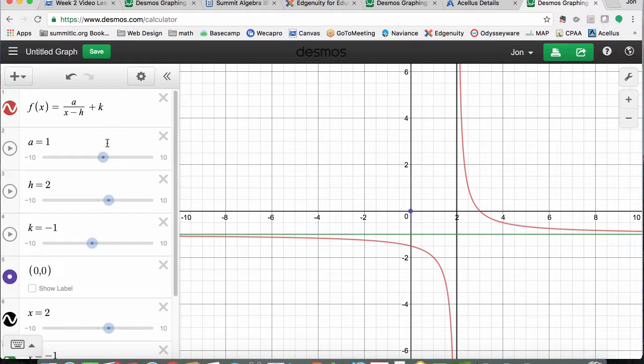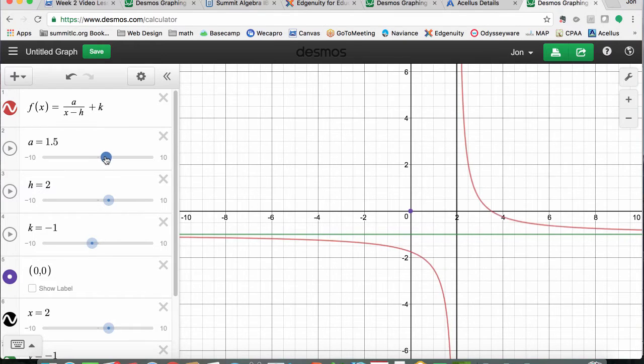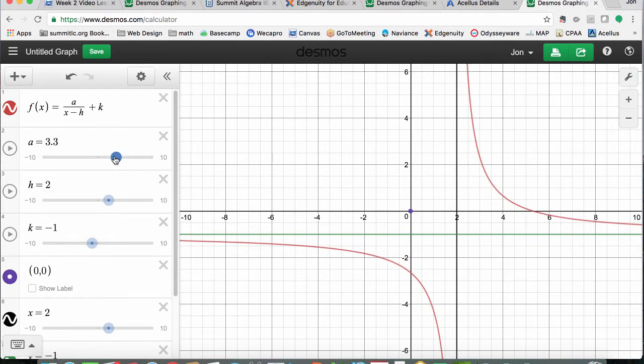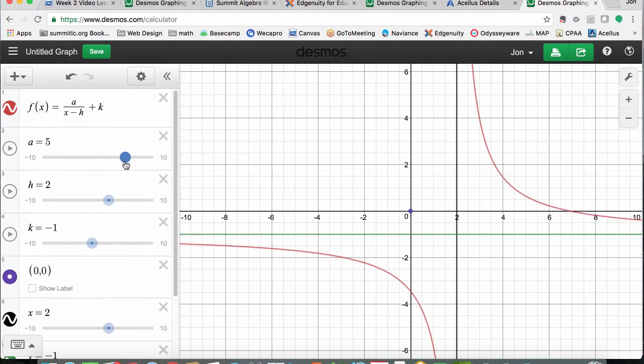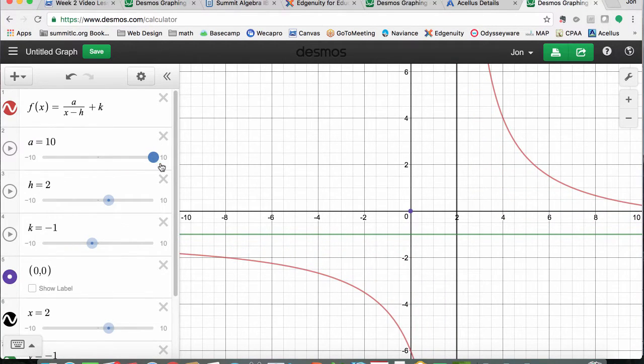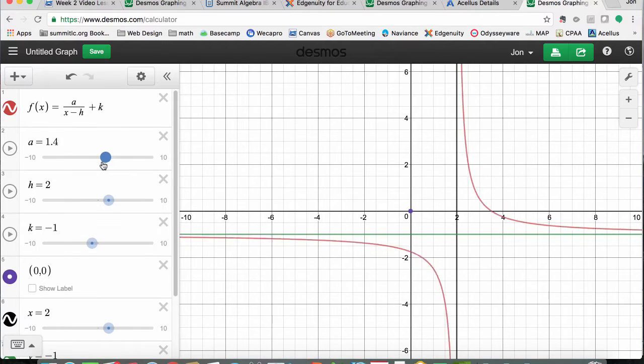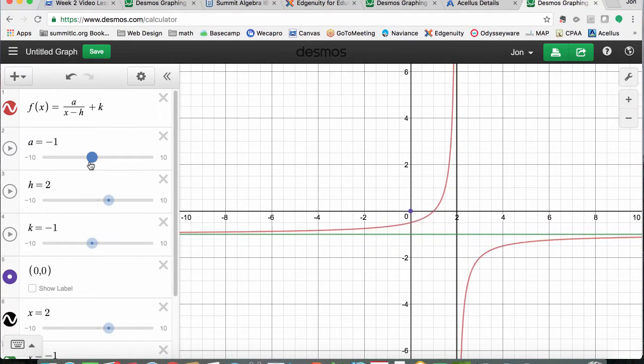Finally, let's look at what happens when I change my value for a. Again, it doesn't do anything to the asymptotes. If I make a bigger, it just seems to kind of grow faster and get farther apart that way. If I make a negative, the whole thing flip-flops. So it's a reflection around itself.